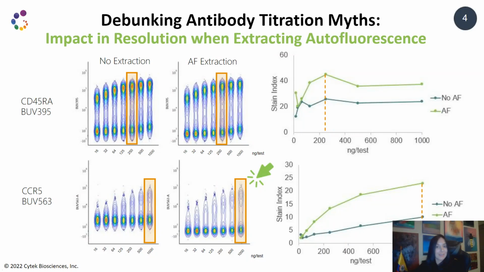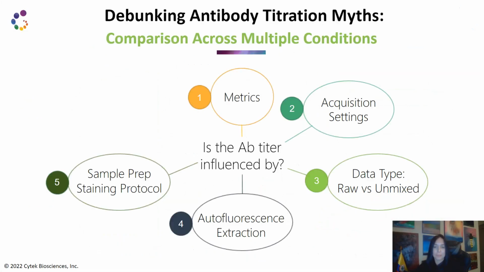Another example, again, tends to be for molecules that are low expressed, CCR7. So an option there would be to go higher, 2 micrograms per test, to get better that saturation point. Another question we get is, does it matter if I'm using whole blood or PBMCs? Does it matter if I use intracellular staining or surface staining? So let's take a look at that.